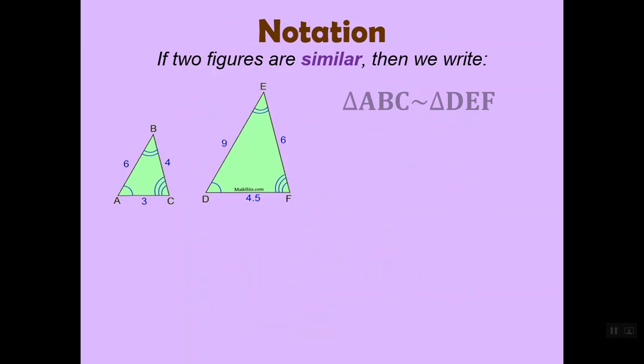Same thing with similar, but we write our notation without the equal sign. We just have the little squiggle. Triangle ABC is similar to triangle DEF.